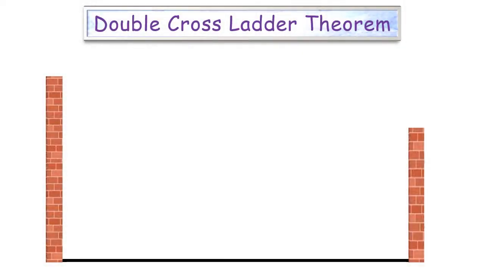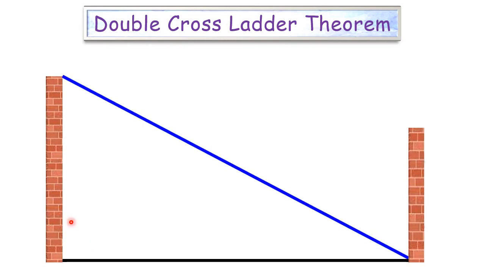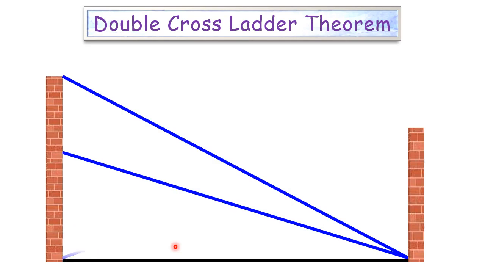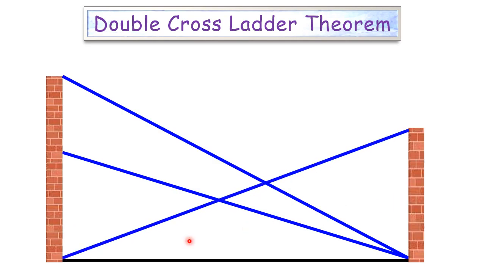Let's see what is double cross ladder theorem and its proof. So here we are putting total 4 ladders, 2 ladders against one wall and 2 ladders against the second wall. The ladder's base is there at the base of one of the walls and inclined against the other wall. Now these ladders are crossing each other at these 4 points.